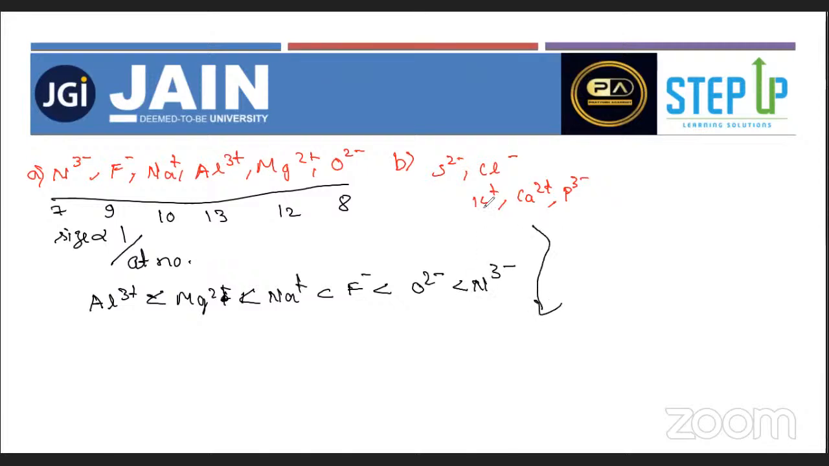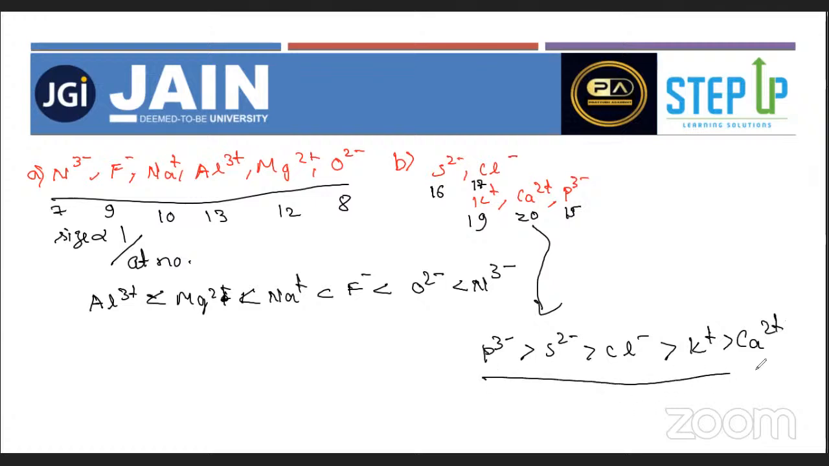Similarly, in this case, if I want to write for sulfur, it is 16, 17, 19, 20, 15. So whose size will be most? P3 minus is largest, this is smallest. After P3 minus, it will be S2 minus, then Cl minus. After Cl minus, it will be K plus, and then it will be Ca2 plus. Okay, so this is the isoelectronic species concept.